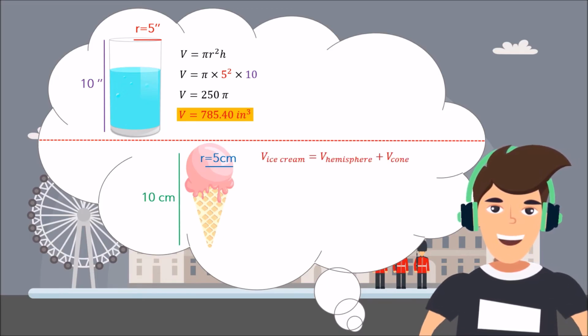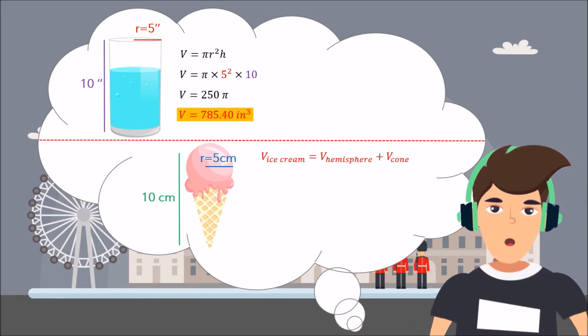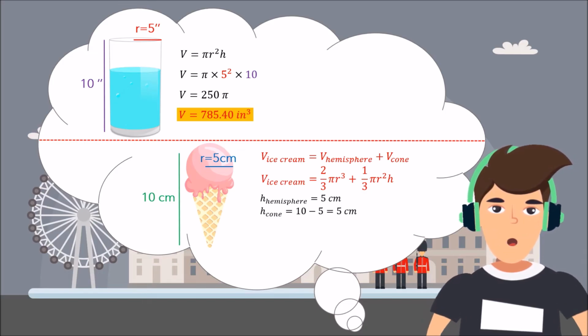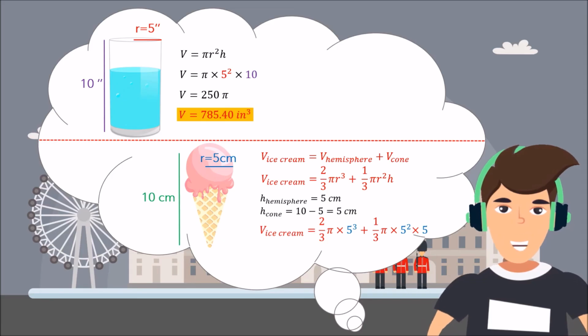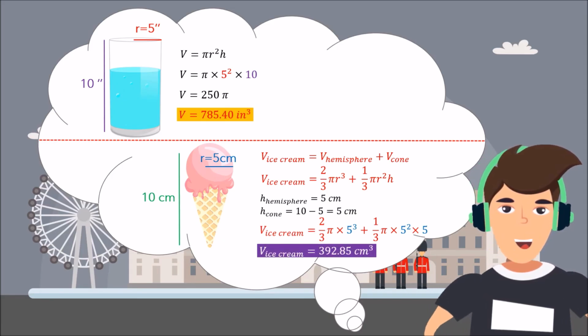Remember, the volume of the ice cream is equal to the volume of the hemisphere plus the volume of the cone, and also, the radius of the hemisphere is equal to the radius of the cone. Since the height of the hemisphere is 5 centimeters, then the height of the cone will be 10 minus 5, and that will be equal to 5 centimeters. Let's remember to substitute the known values. And the final result is 392.85 cubic inches.